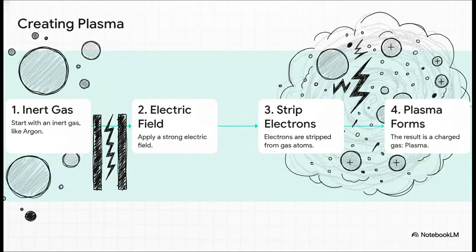So how do we make it? Well, the recipe is actually surprisingly simple. You start with a really stable, inert gas. Argon is a popular choice. Then you hit it with a strong electric field. That jolt of energy is enough to literally strip the electrons away from the argon atoms. What you're left with is a soup of positively charged ions and free-floating electrons. And that, my friends, is plasma.